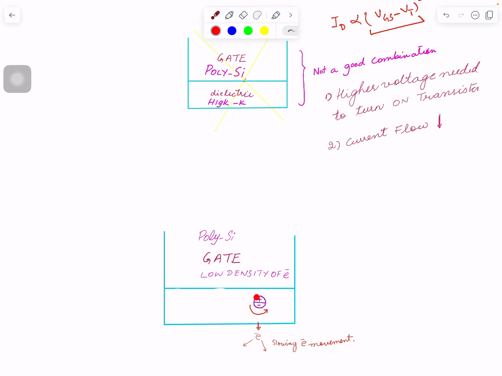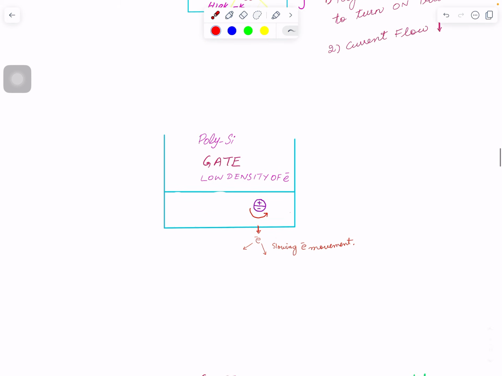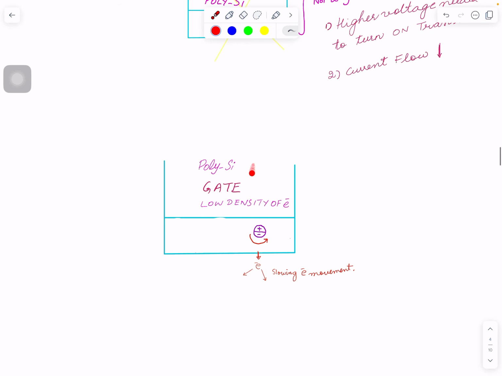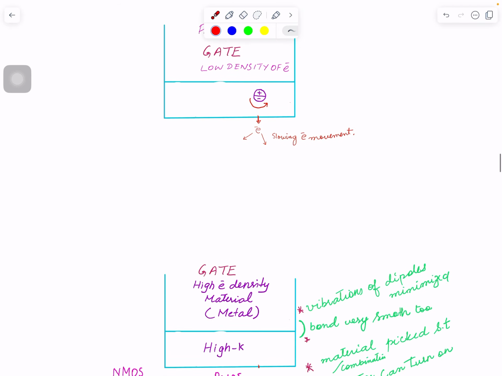What happens is this vibrates, and then the electrons come here with this negative kind of push, and they go back. Or even if they go there, they have to face this force, so electrons become slow. So they realized, okay, this is not going to work. They found the dielectric, but this polysilicon is not going to work.